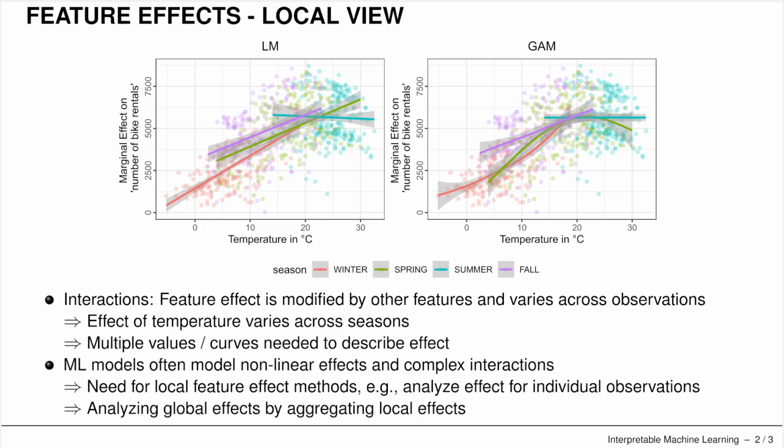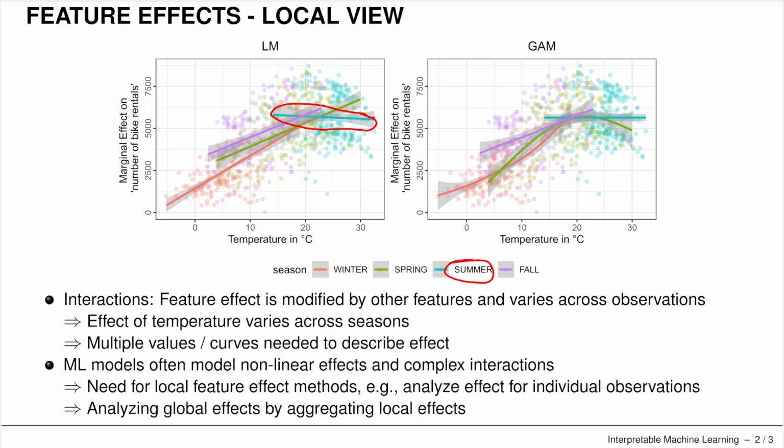The term local means here that we have single lines or curves that apply only to a certain number of observations. For example, this line here applies only to observations belonging to the season summer. This makes our linear model more flexible, but we need more coefficients to interpret. As we know, in linear models and GAMs, we need to specify these kinds of interactions manually. However, machine learning models often learn automatically these nonlinear effects and complex interactions.